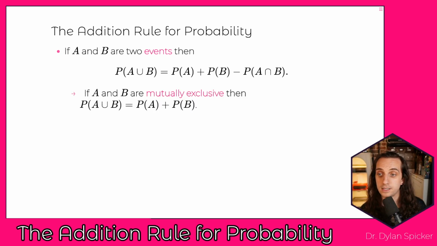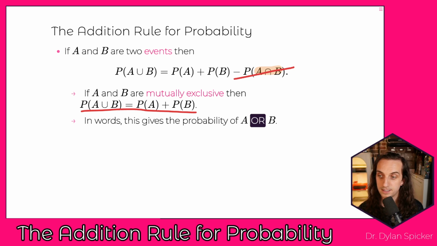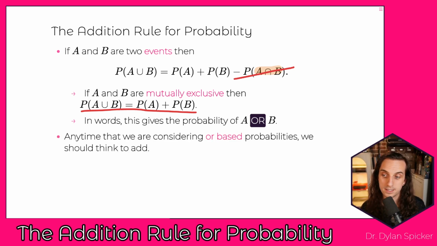Now, if A and B are mutually exclusive, then as a reminder, that means that the intersection of A and B is the empty set, and the probability of the empty set is always 0. So if A and B are mutually exclusive, then we can cancel out this term, and we're just left with the probability of A union B is the probability of A plus the probability of B. In other words, the addition rule for probability tells us the probability that either A happens or that B happens, and we can get it in one of these two forms. Anytime that we're thinking of or-based probabilities, we should think to add. We're going to have to add up things. The probabilities are going to be growing.